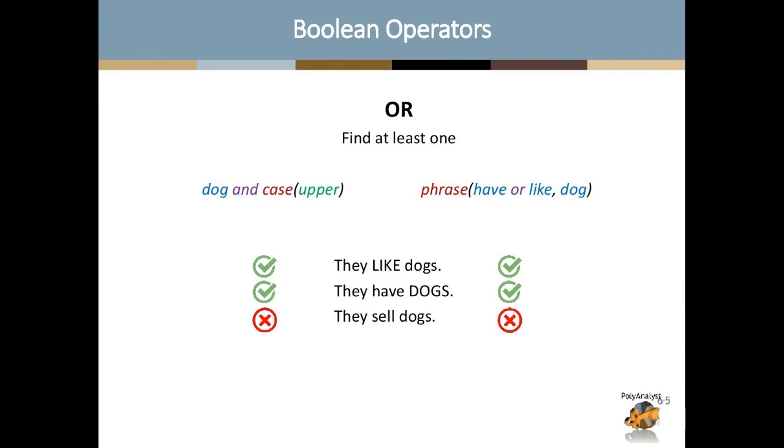We also have OR. We can use operators inside of functions. So phrase have or like will match they like dogs. It will also match they have dogs. It will not match they sell dogs because sell is not have or like.